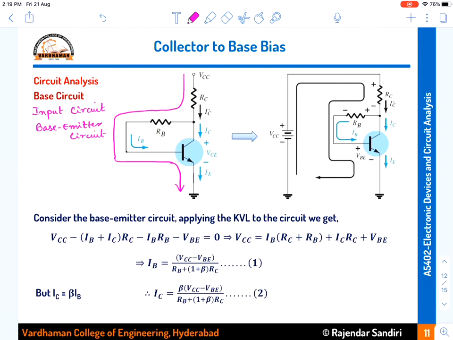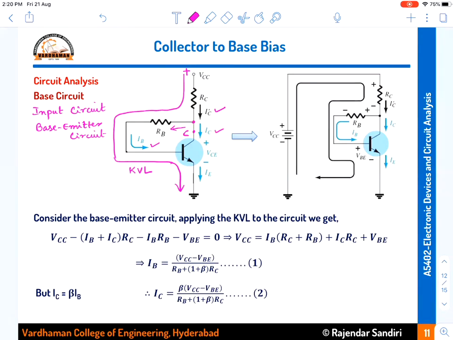Now in this circuit, I have to apply the KVL. If you apply KVL to the base emitter circuit, now what happens? It starts from plus VCC. And here you have to observe that there are three different branches, which are represented by the current in the RC resistor, which is IC dash. The current in the RB resistor is IB. The current that is flowing into the collector terminal of the transistor is IC.